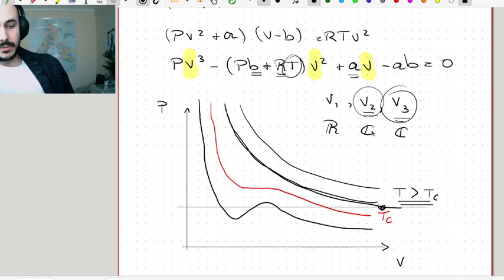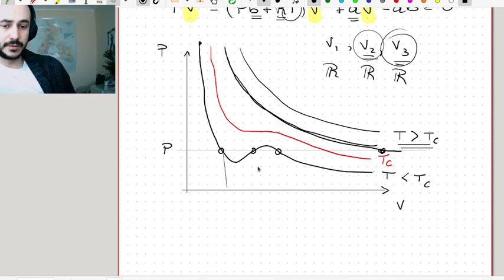The problem comes when the temperature is lower than Tc, because then all three roots of this polynomial can be real. Okay, so this is what happens, for instance, in this last isotherm that I drew. I'm given the pressure, and I'm given the temperature, which in this case is smaller than Tc, and I have three apparently physically valid different values of the molar volume that correspond to that pressure and that temperature. Okay, and this is a big physical problem.